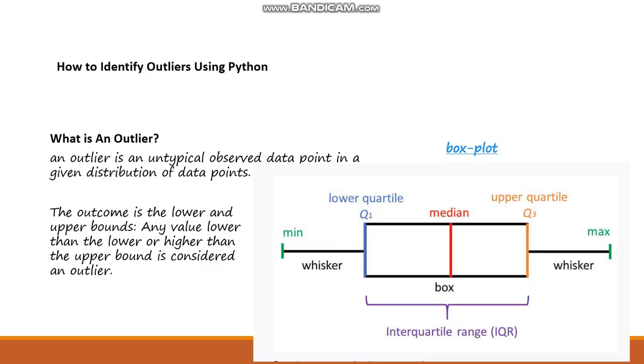How to identify outliers using Python. What is an outlier? An outlier is an untypically observed data point in a given distribution of data points. The outcome is the lower and the upper bound. Any value lower than the lower bound or higher than the upper bound is considered an outlier.